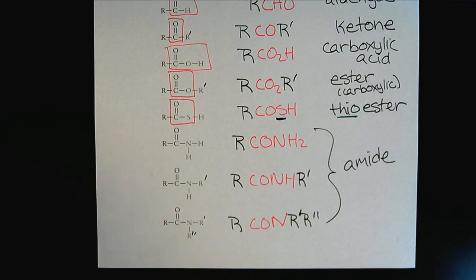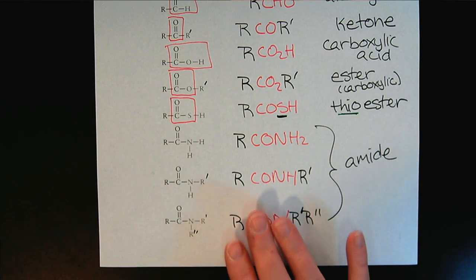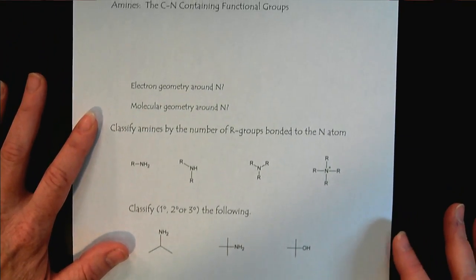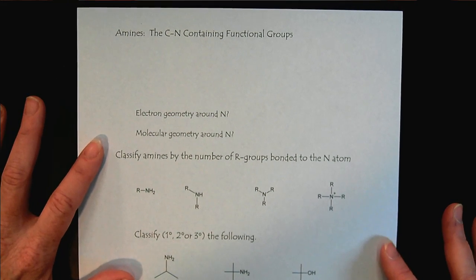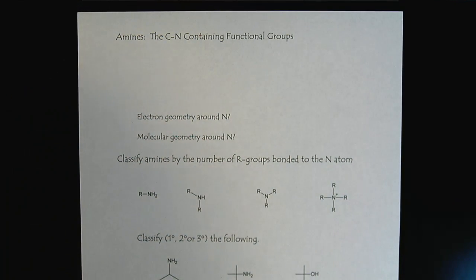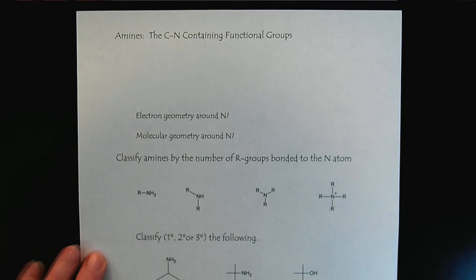Alrighty, so it's really important to be able to distinguish between all of the different carbonyl compounds. And here's a good introduction for you. Now we'll look at amines, the last major functional group that we're going to study this semester. All right, so the amines do have carbon and nitrogen, but there's no carbonyl group.